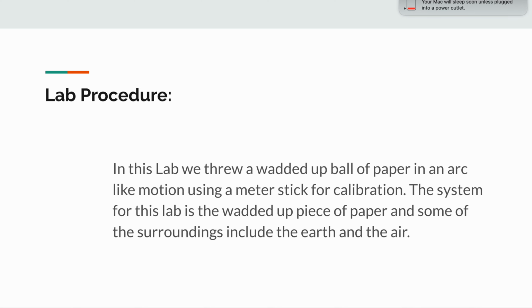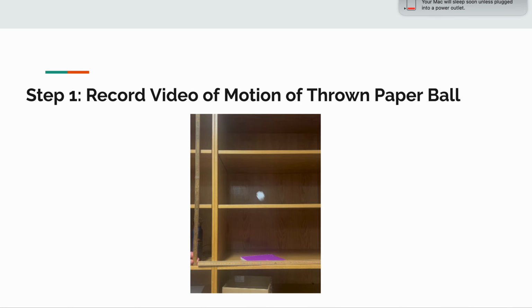In this lab, we threw a wadded up ball of paper in an arc-like motion using a meter stick for calibration. The system for this lab is a wadded up piece of paper, and some of the surroundings include the earth, which creates gravity, and the air, which creates drag. The first step of this lab was to record a video of the paper ball being thrown.